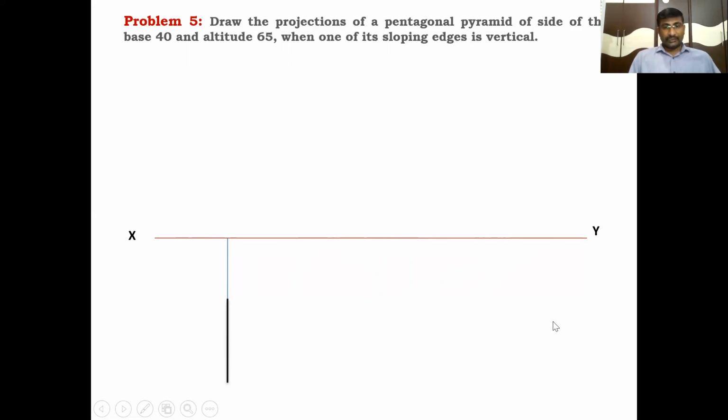So by using this side, you have to construct a pentagon. These points are A1 and B1. First stage, top view points.